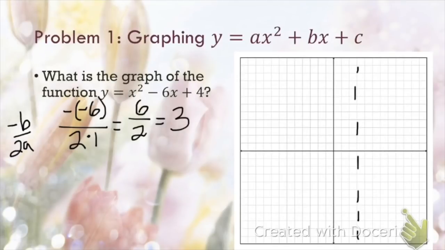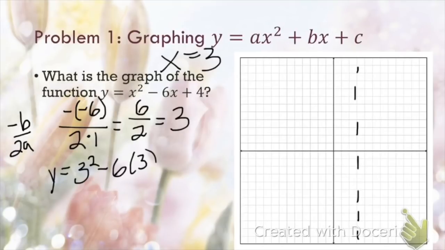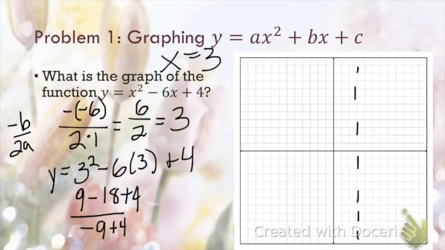Okay, so how do I continue? Well, I can now take that x value that I know, x equals 3, and plug it back into my equation. y equals 3 squared minus 6 times 3 plus 4, and that will give me the y value, or my y-coordinate for my axis of symmetry. So I've got 9 minus 18 plus 4. Nine minus 18, and add 4 gives me -5.